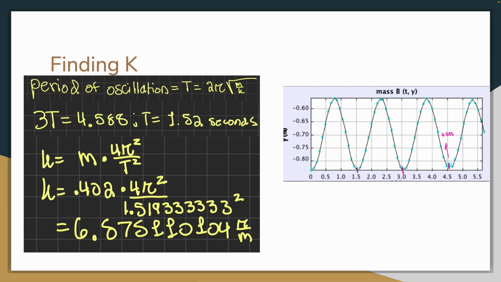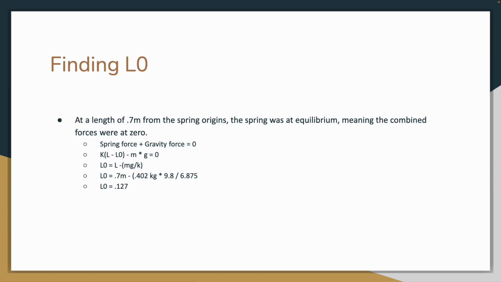Finding K. To find K, you need the period of oscillation formula, where T equals 2 pi multiplied by the square root of m over K. As you can see on the right side, there are 3 oscillations, and the 3 oscillations had an elapsed time of 4.588 seconds. I took the average and got T equals 1.52 seconds. From this point, you can reformulate the period formula to get K equals m times 4 pi squared over T squared. I plugged in the known quantities and got K equals approximately 6.875.